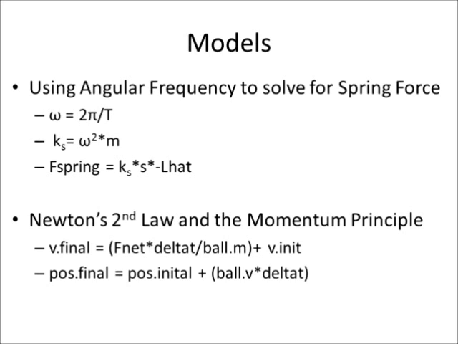Newton's second law and the momentum principle were then used to calculate the velocity of the person as they swung on the rope. This was done by multiplying the net force by delta t and dividing this by the mass of the person. This was also used to find the position to verify that the code correctly modeled the rope swing. The position was found by adding the initial position to the person's velocity multiplied by delta t.